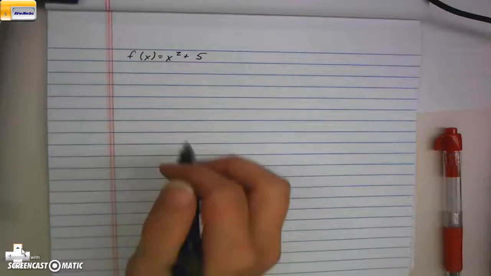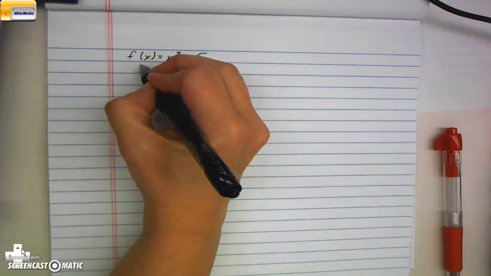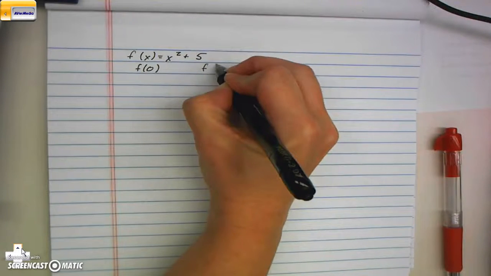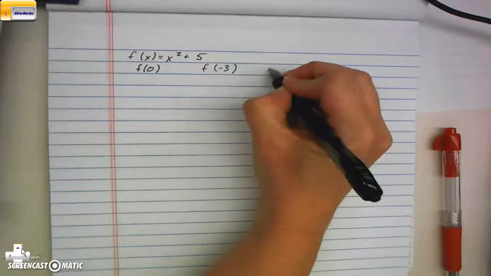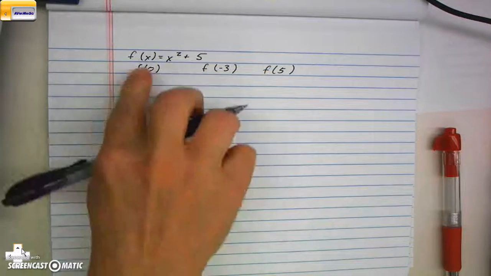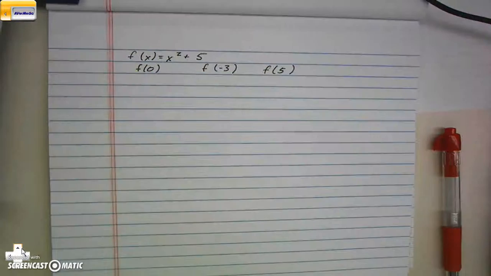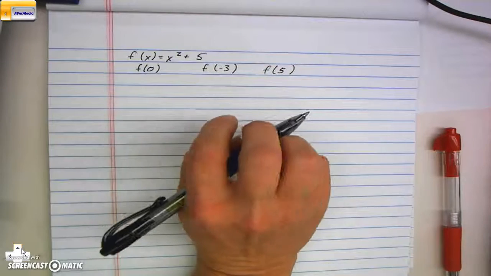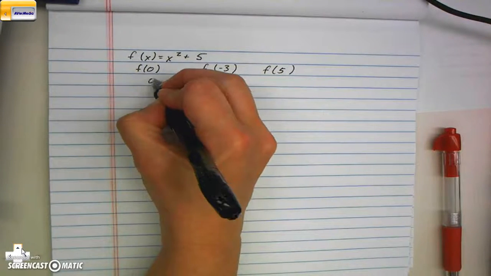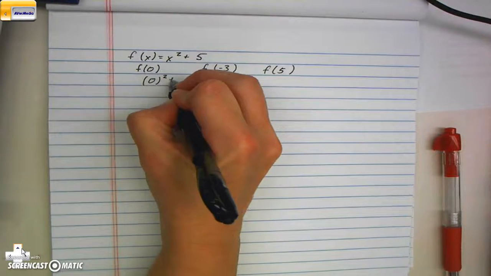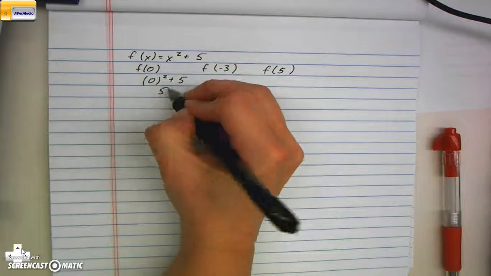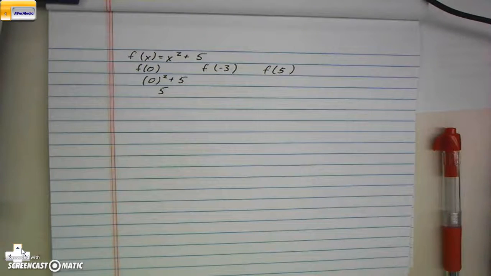Okay, here's our function, and we are trying to find f of 0, f of -3, and f of 5. So what this means is we plug the 0 into where the x is in the original equation. For this one we have 0 squared plus 5, and we would just get an answer of 5 because 0 squared is 0.